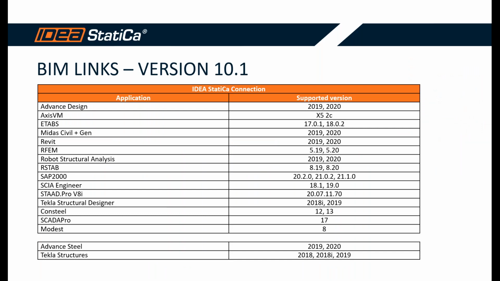We spent a lot of time and effort updating your BIM links. Right now you can see the table of updated BIM links for steel products, and I can point out that all Autodesk products were updated to versions 2020, and for example Advance Design also 2020, and new Tekla Structures 2019.